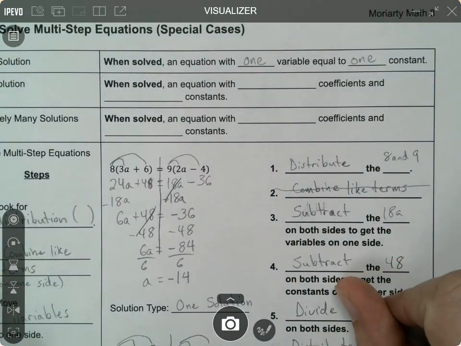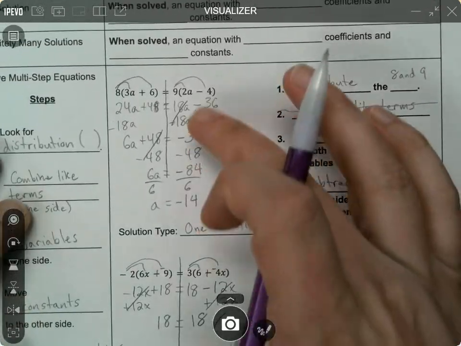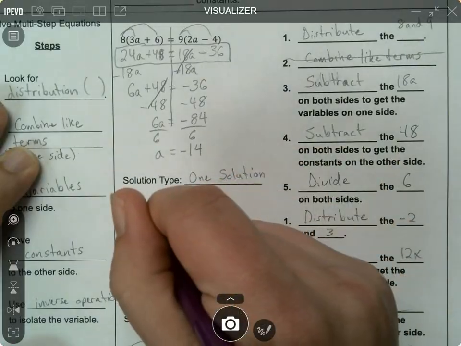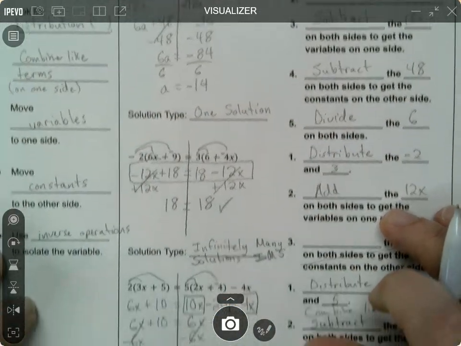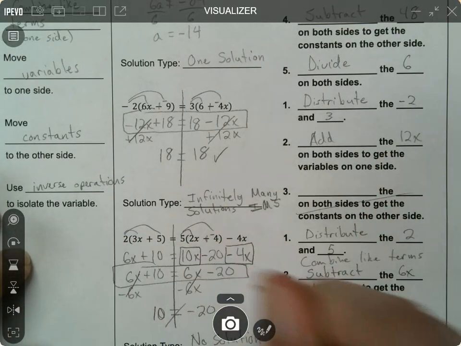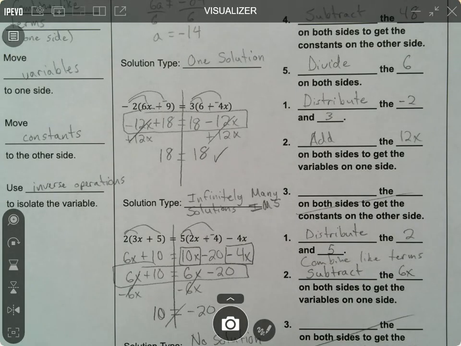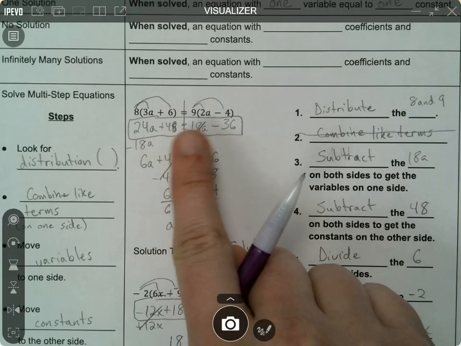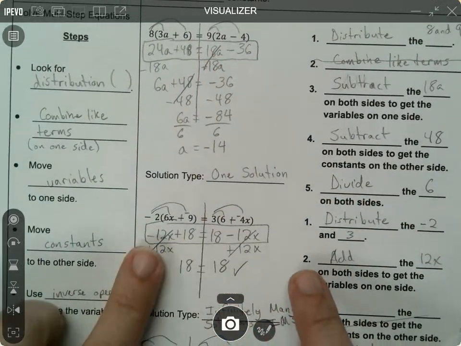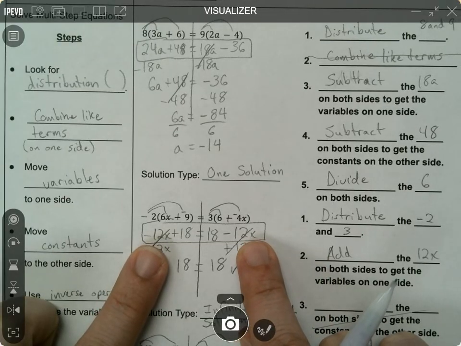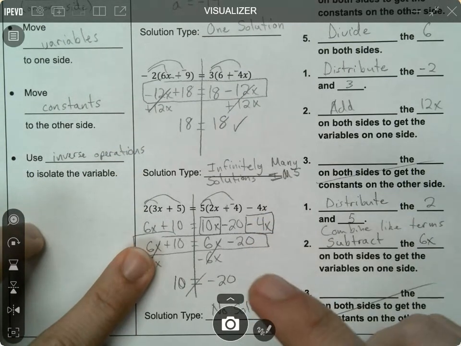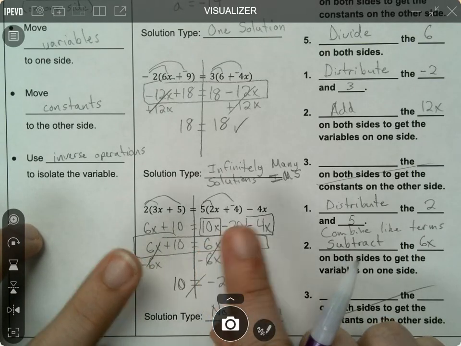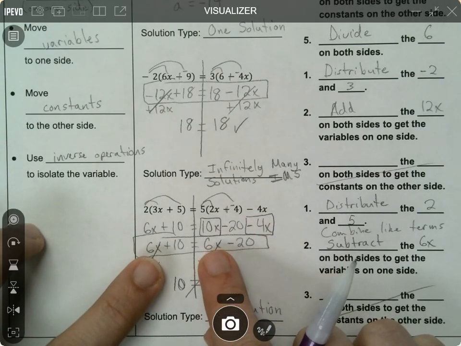It says when solved, an equation with what? I will tell you on each of these three examples, this step and this step, if you know what you're looking for, you can tell me what solution type you will see. Okay? If I look at my one solution, right? These coefficients are different. 24 is not the same as 18. If I look at the middle one, I had a negative 12 here, I had a negative 12 here. Those are the same. If I look at the bottom one, I had a 6x here, I had a 6x here. Those are the same. You will know that you've got a special case or a weird one if on both sides of your equation, the left and right side, you have the same coefficient.